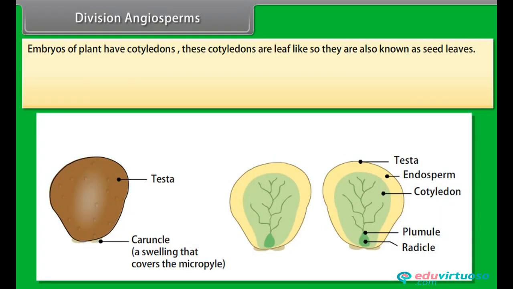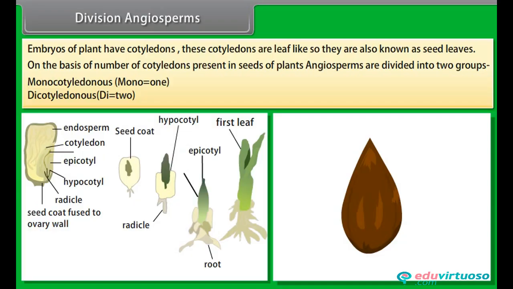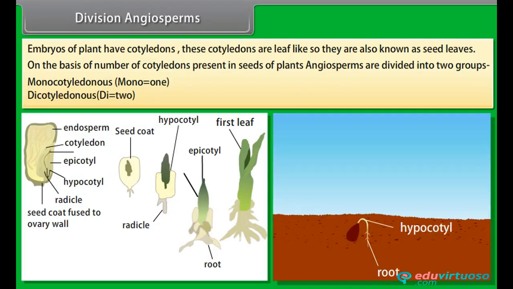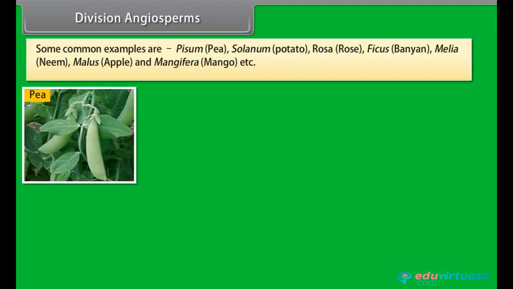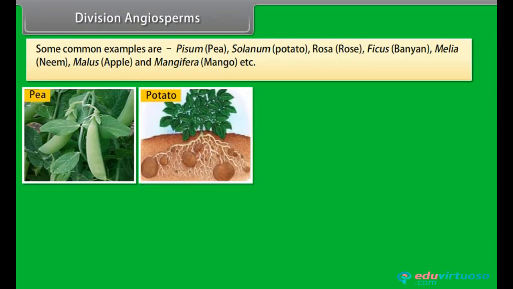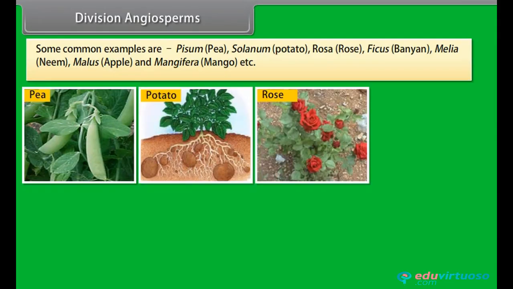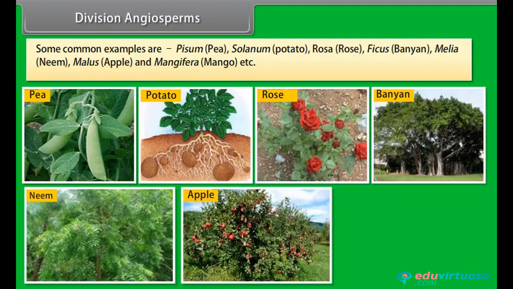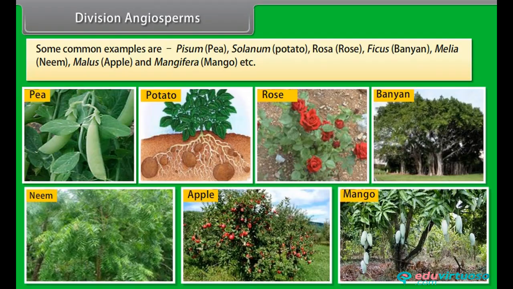Embryos of plants have cotyledons. These cotyledons are leaf-like, so they are also known as seed leaves. On the basis of the number of cotyledons present in the seeds of plants, angiosperms are divided into two groups: monocotyledonous, mono is 1, and dicotyledonous, di, which is 2. Some common examples are pisum, pea, solanum, potato, rosa, rose, ficus, banyan, melia, neem, malus, apple, and mangifera, mango, etc.